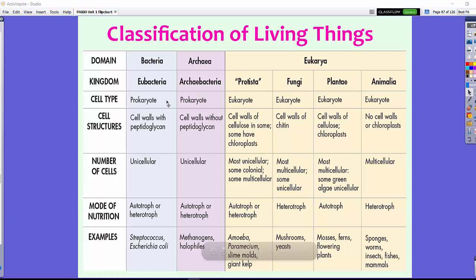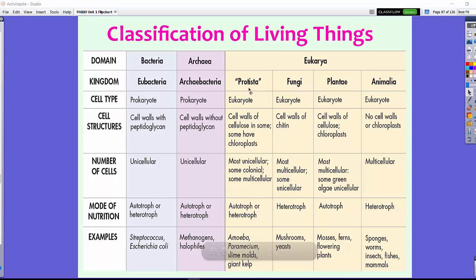Now, if you go down the list through bacteria and Archaea and take a look at both of them, they're very, very similar. The only difference between bacteria and Archaea is that bacteria have cell walls with peptidoglycan in them. Archaea is without peptidoglycan. So this is the major difference between bacteria and Archaea, and that is very important to understand and realize as we move forward.